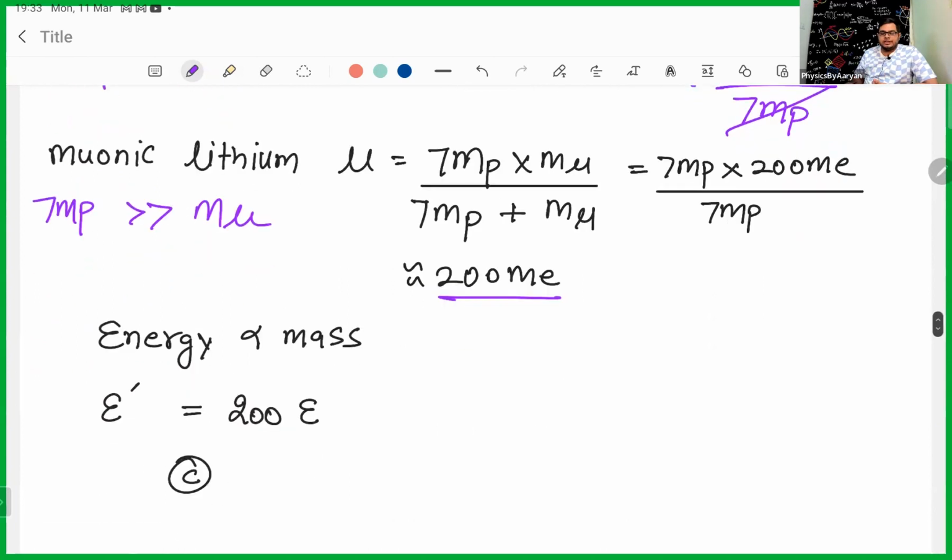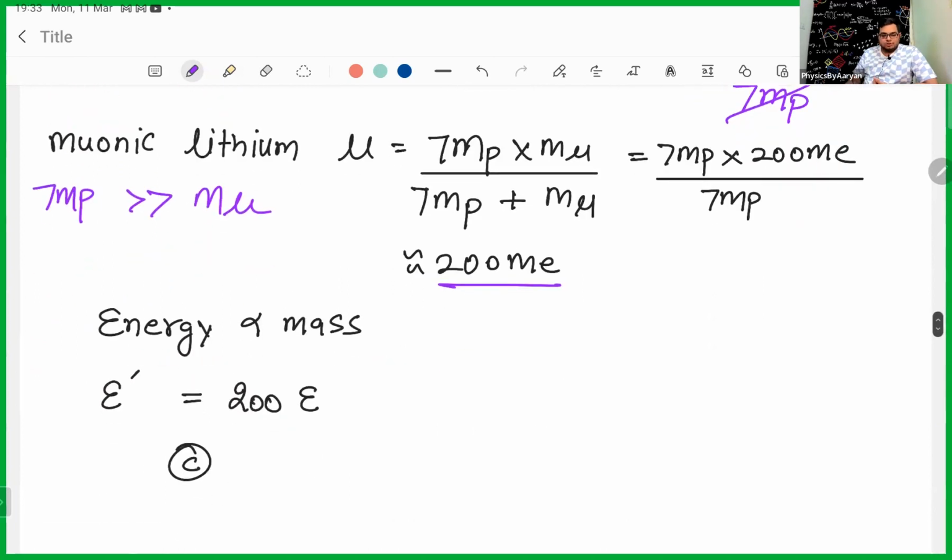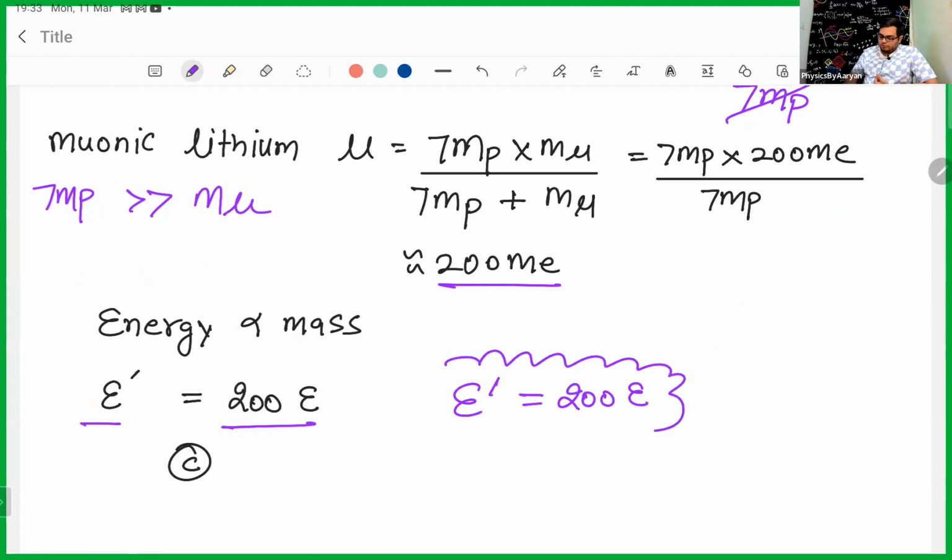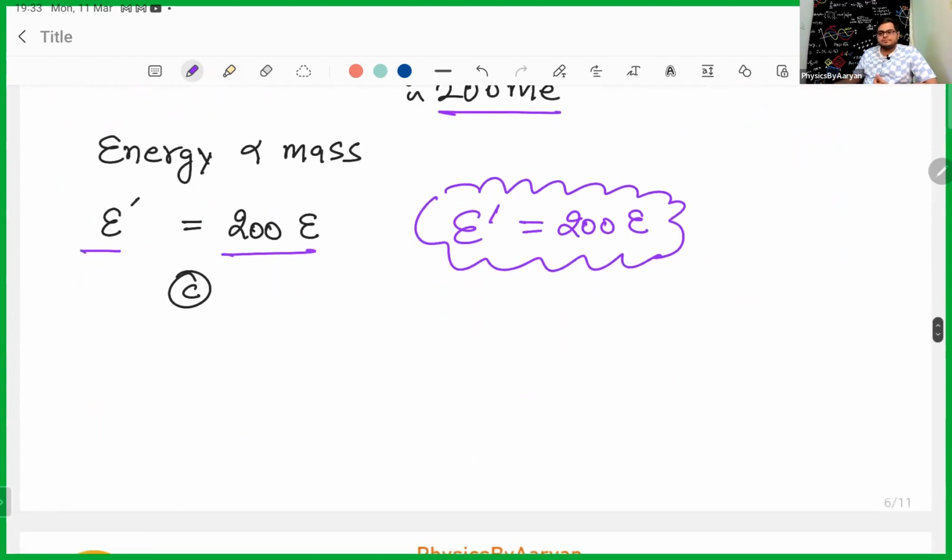Then you already know that energy is directly proportional to mass. So the new energy will be equal to 200 times the old energy. So the new ionization energy will be 200 times the old ionization energy. Now you have to tell me, what is ionization energy?